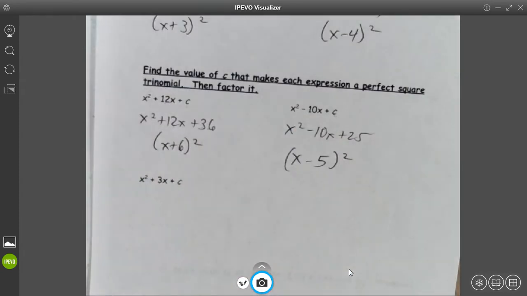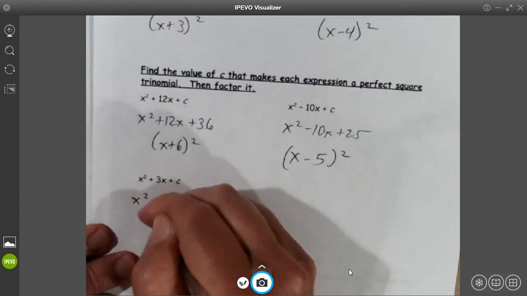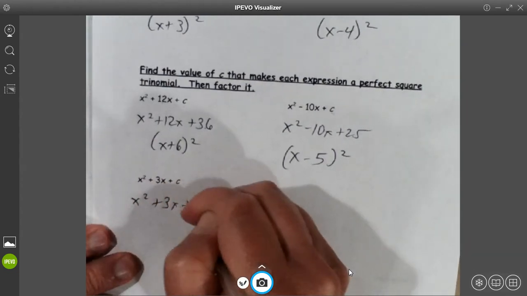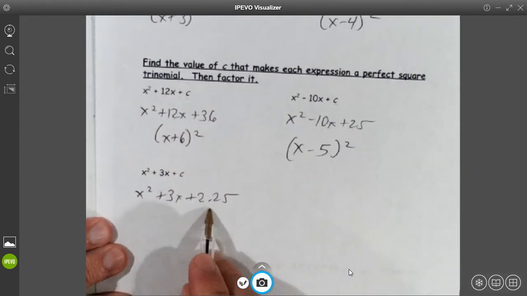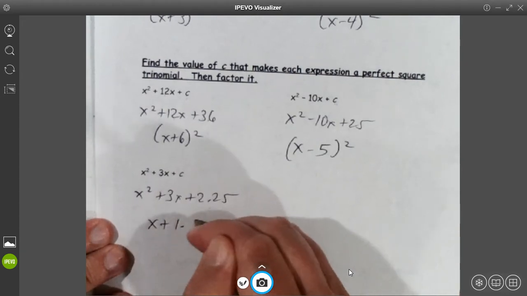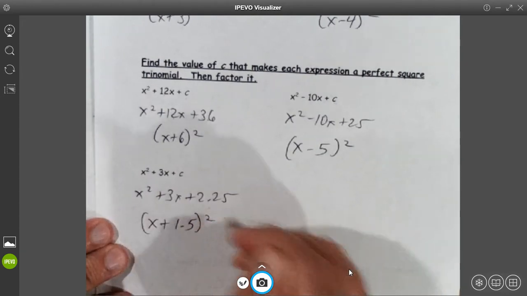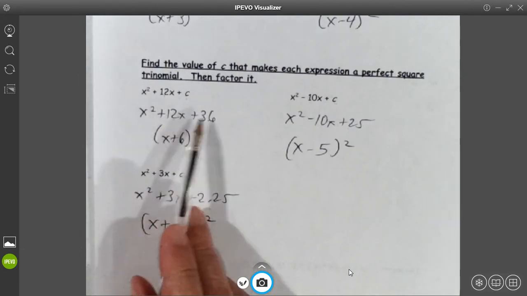Let me take a look at that. I'm pretty sure I know what it is. I'm just making sure my calculator works. It's 2.25. So x squared plus 3x plus 2.25. We can even do this with decimals. And now factors of 2.25 that add up to 3, that's x plus 1.5 squared. And hopefully you see that this number is always just half of that. It's that halfway point before we squared it.